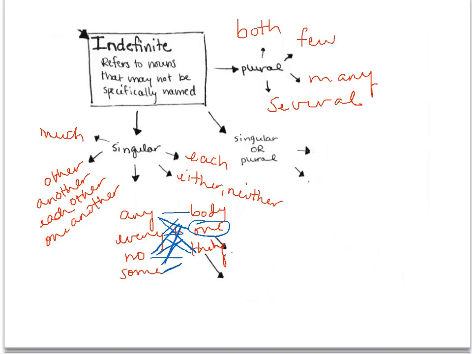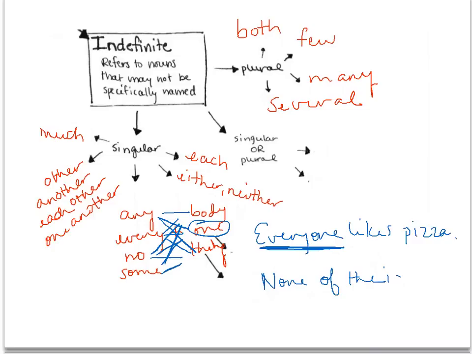Some example sentences. Everyone likes pizza. Everyone being a singular indefinite pronoun. Another example, none of the ice has melted. None is an example of an indefinite pronoun that can be either singular or plural, depending on the sentence.